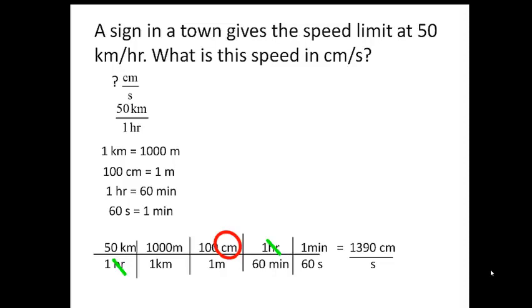That puts the 60 minutes at the bottom. Use my 1 minute is 60 seconds. The minutes will cancel. The seconds ends up on the bottom. So I have the units centimeters per second. Multiply 50 times 1,000 times 100 divided by 60 divided by 60. Every number below that division line is divided. So I'm going to divide by 60, then hit my equal. This is not to the correct number of sig figs, but don't worry about that right now.